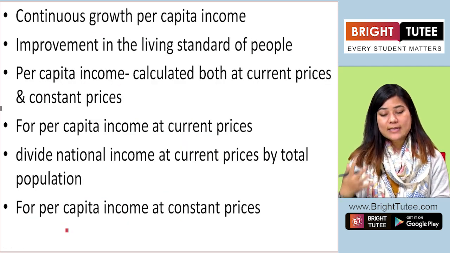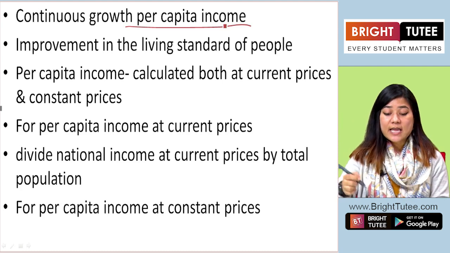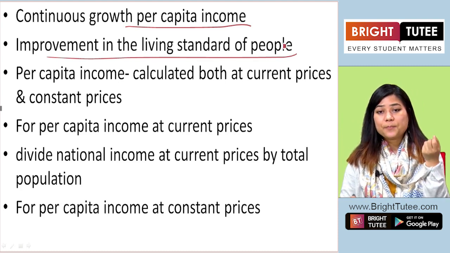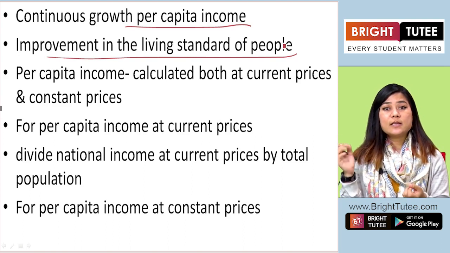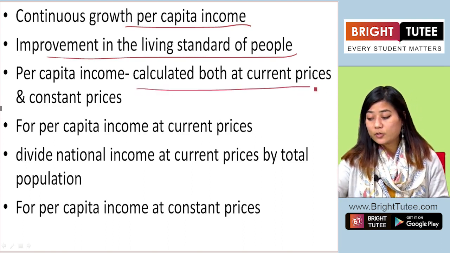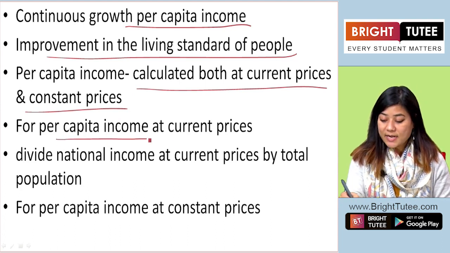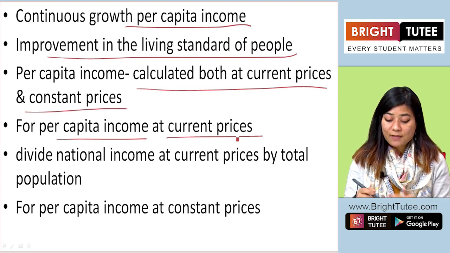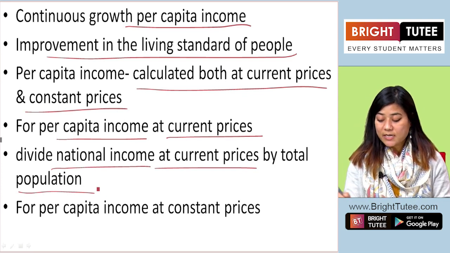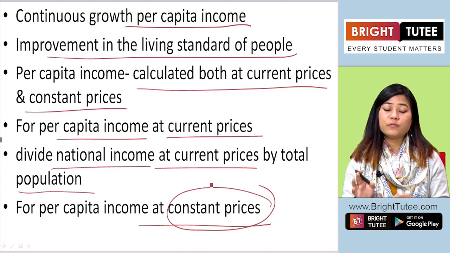So when we look at any country and we see that their per capita income keeps on continuously growing, we can see that it automatically leads to improvement in the living standard of people. Just like national income, per capita income can also be calculated both at current prices as well as constant prices. For per capita income at current prices, we have to divide national income at current prices by the total population. And for per capita income at constant prices, we have to divide national income at constant prices by the total population of the country.